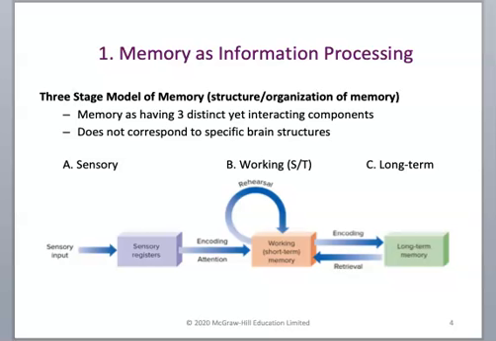Then it moves on, encoding, and it goes into working memory, which processes certain information received from the sensory registers and information retrieved from long-term memory. And then the third component is the long-term memory. And this is where information is stored for longer periods of time. It can actually be stored there for your entire lifetime. So next we're going to go into the three stages. We're going to look at the sensory stage, the working memory stage, and the long-term memory stage.